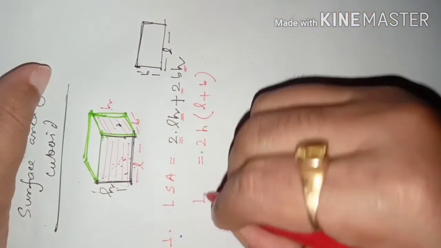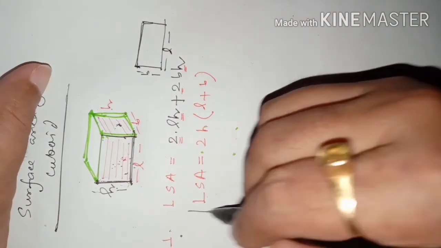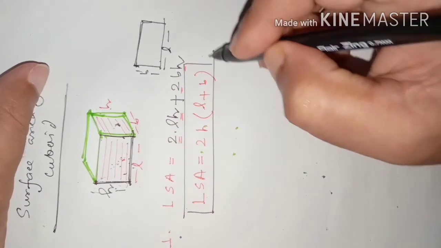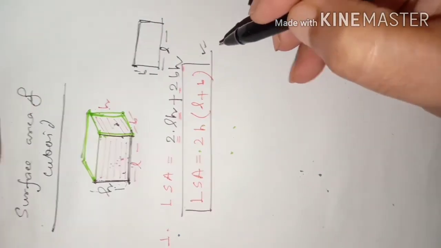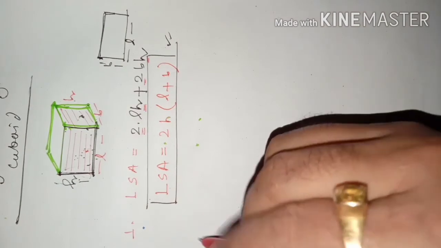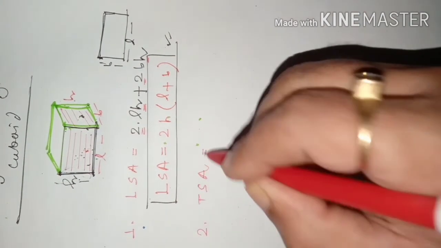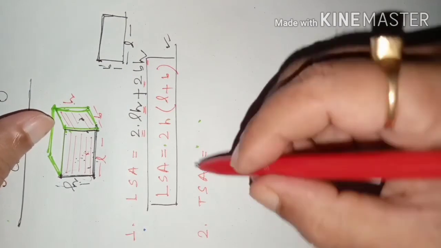So that is LSA. Okay dear students, this is the lateral surface area of a cuboid. Clear, dear students? Then total surface area, TSA, of a cuboid. Total surface area includes what?